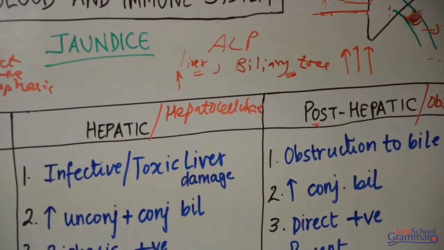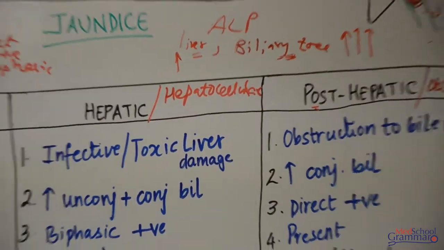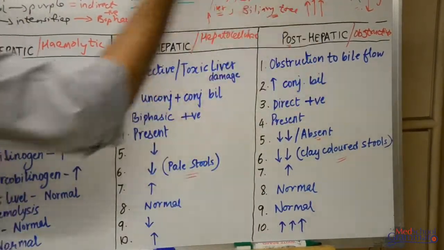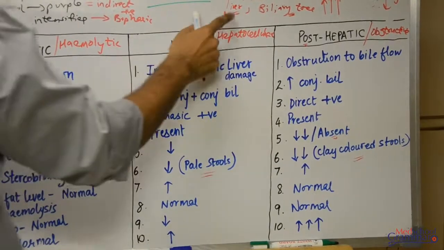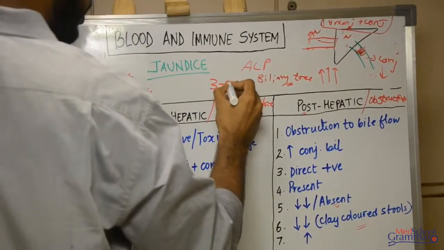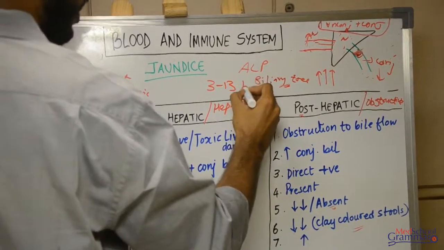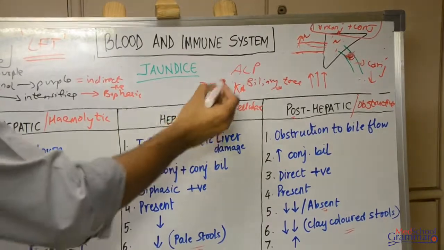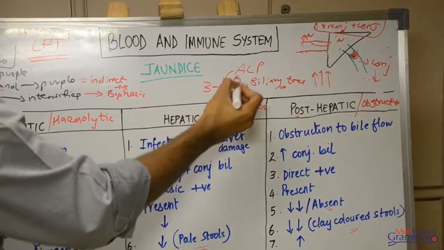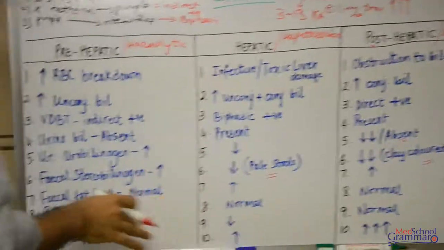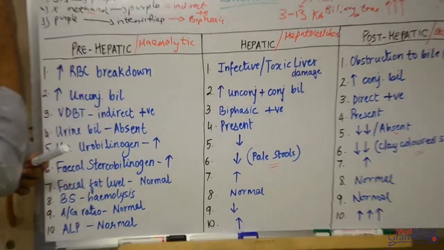Therefore, we say that if alkaline phosphatase levels are markedly increased, a huge increase above normal, it is obstructive jaundice. If you really want to know the normal levels of alkaline phosphatase, they are about 3 to 13 King Armstrong units. These are the normal levels of alkaline phosphatase, 3 to 13 King Armstrong units, right? So that is all about the different types of jaundice.